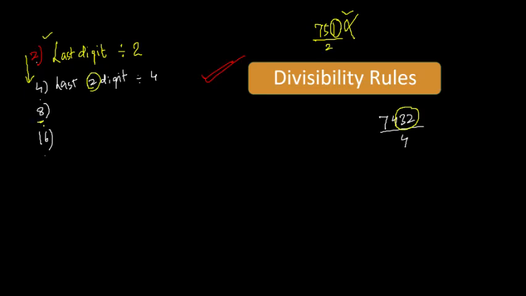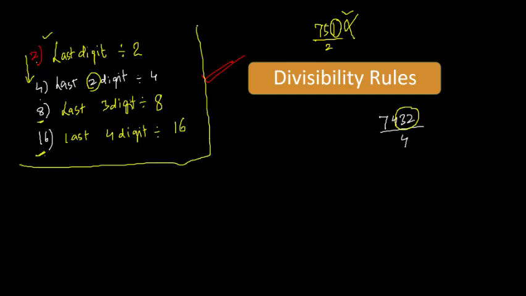Now tell me the rule of 8. One more digit. The rule of 8 will be the last three digits must be divisible by 8, right? And the rule of 16 would be the last 4 digits must be divisible by 16. Is it clear, everyone? For 2 raised to any power, 2, 4, 8, 16, the rule is the last digit, then last 2 digits, then last 3 digits, then last 4 digits. So tell me, 7432, this number, is it divisible by 8?